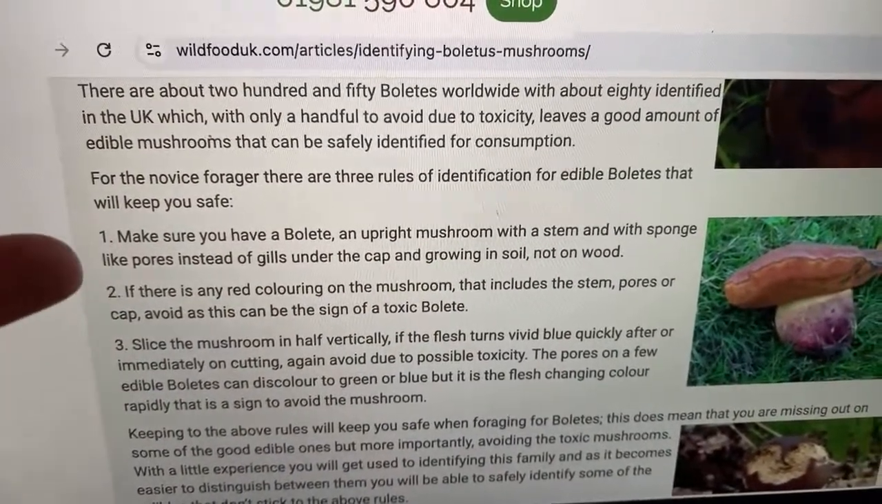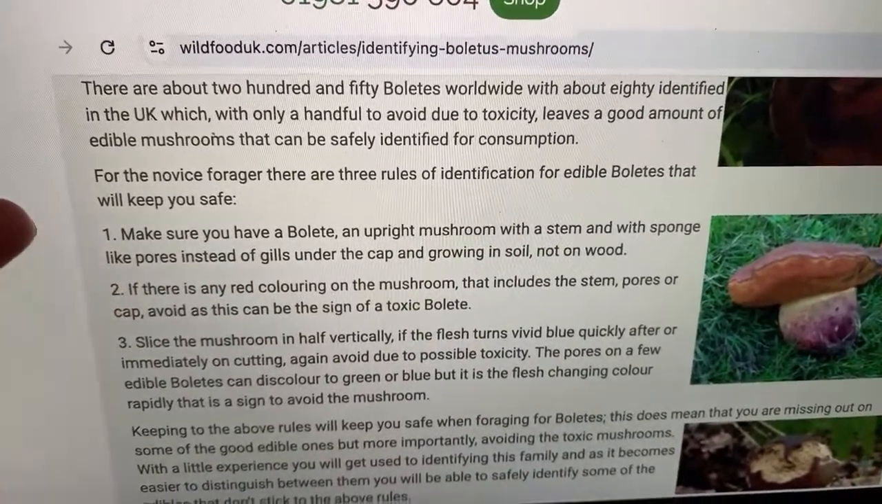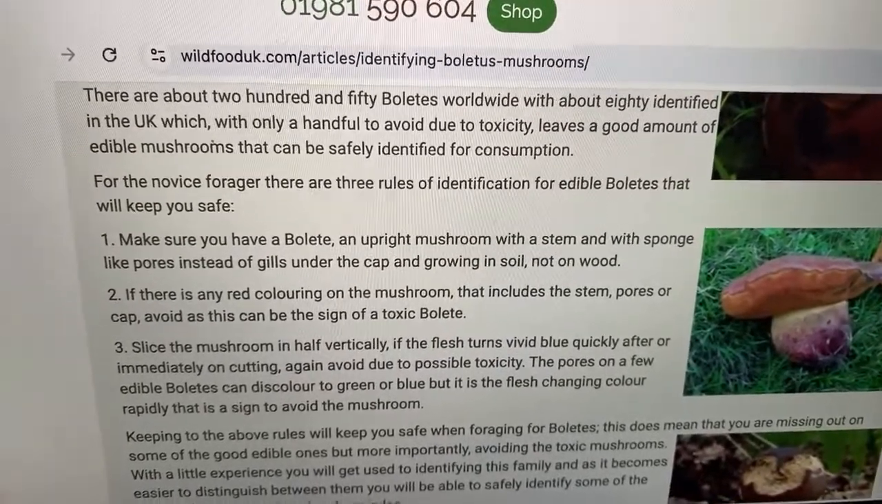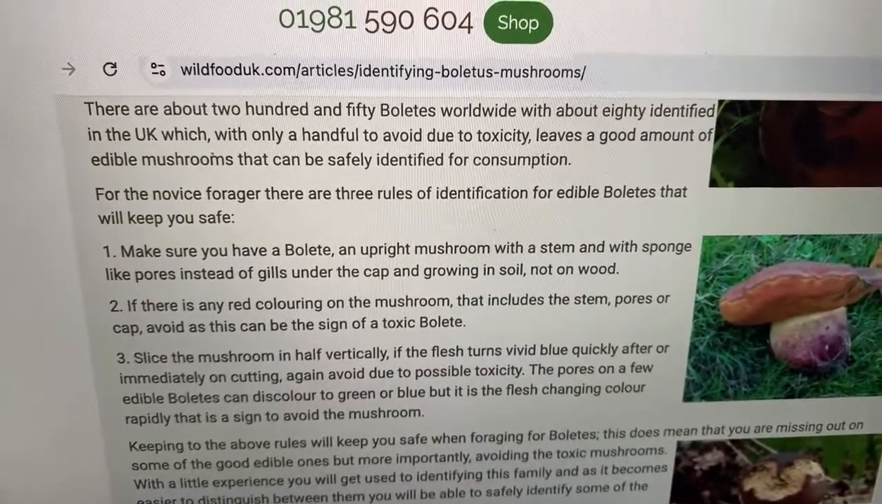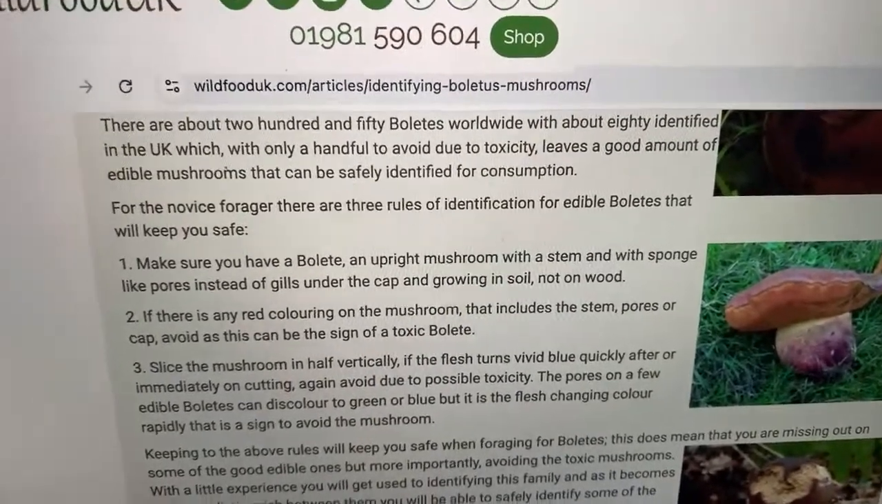So it has to be an upright mushroom with a stem and pores instead of gills, and growing in soil, not on wood. That's already a lot to remember. Not growing out of wood. I mean, got a stem, that's fairly typical, and it has pores. Okay, all right, I can remember that.